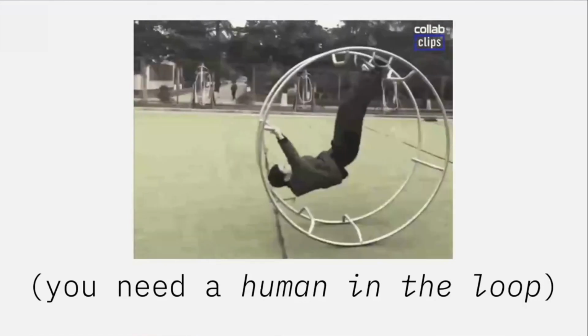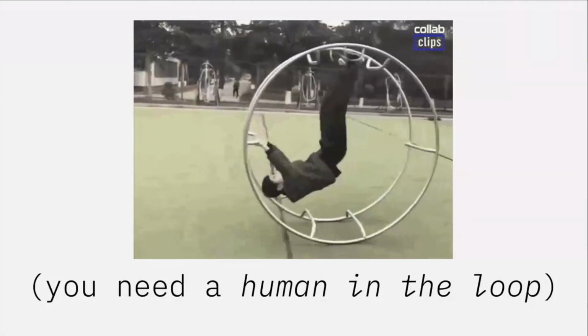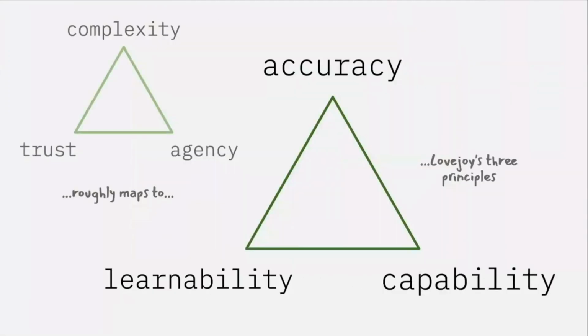What we came up with is not wholly original. This is something that you will see again and again in a lot of things, and everybody's coming up with their own names for this. Josh Lovejoy at Microsoft, his paper talks about accuracy, learnability, and capability, and that roughly maps to the same thing. Learnability, he's talking about building trust with the system. Capability, how do people know what they're able to do with it? And accuracy is how do they know what they're going to get when it's statistically uncertain.